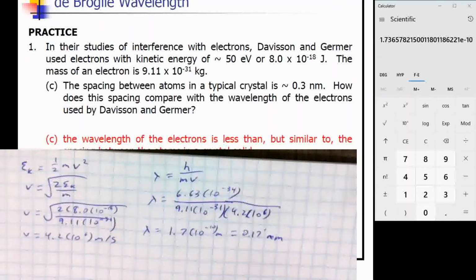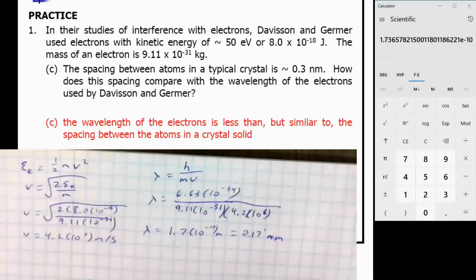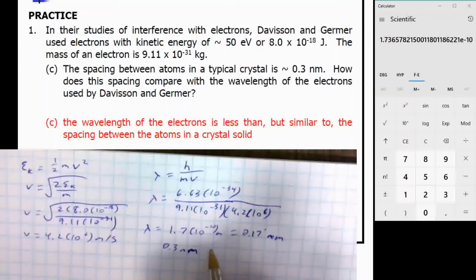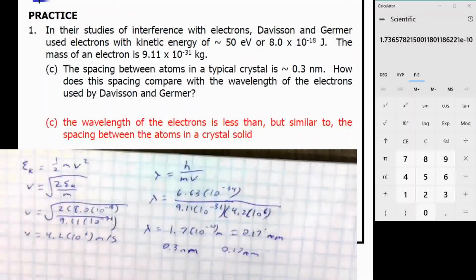Okay, the next part of this says if the spacing between the atoms in a typical crystal is less than 0.3 nanometers, or similar to 0.3 nanometers, how does the spacing compare with the wavelength of the electrons used by Davisson and Germer? So what we can see here is that our spacing is on the order of 0.3 nanometers, and our wavelength is 0.17 nanometers. So because these are of the same order, and actually the wavelength is less than the spacing, we would have diffraction, and we would have an interference pattern.